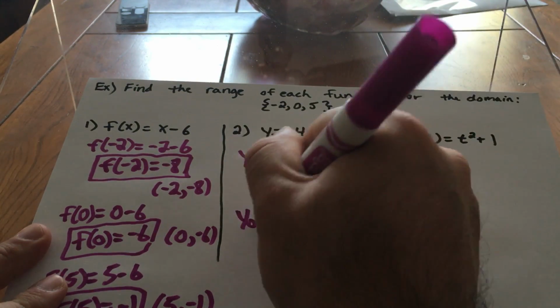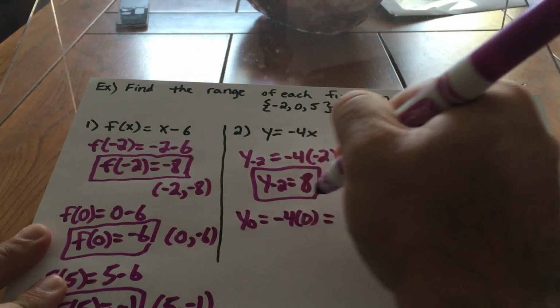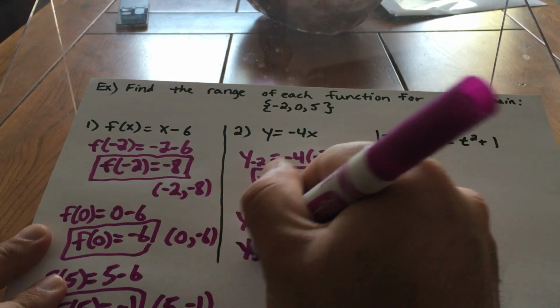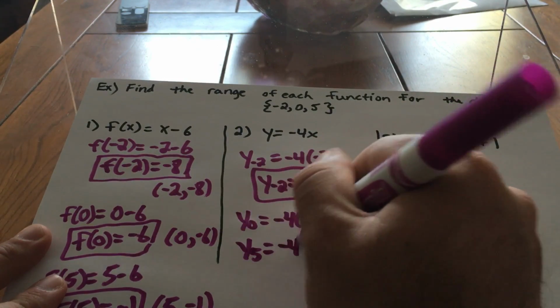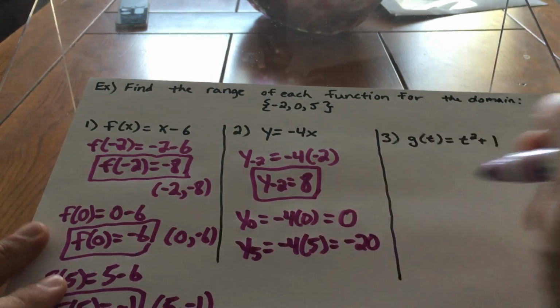Y at 0, we're going to do negative 4 times 0. So negative 4 times 0 is 0. Put in 5, y at 5 is going to be negative 4 times 5, which is negative 20.